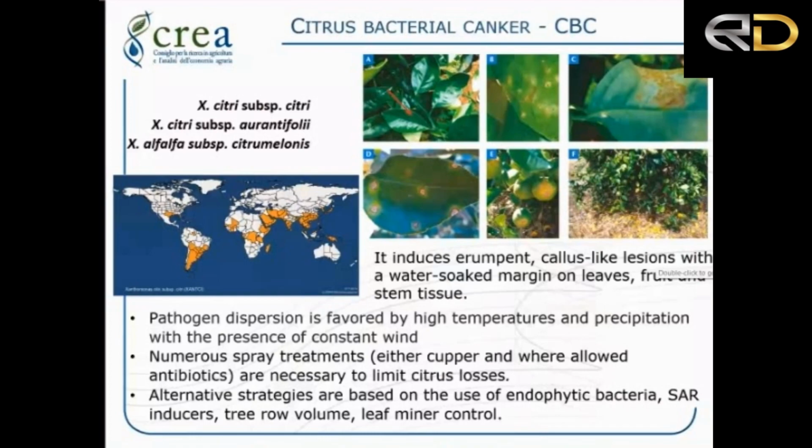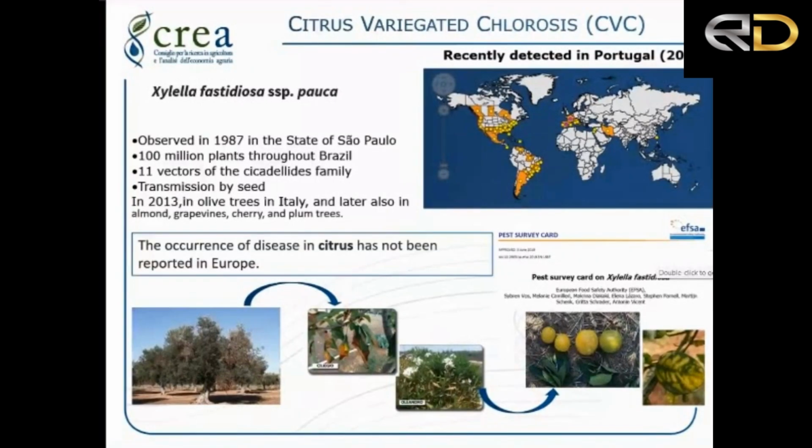Citrus variegated chlorosis is induced by the bacterium Xylella fastidiosa subspecies pauca. It was observed for the first time in 1987 in the state of São Paulo in Brazil. And it very quickly caused the infection of 100 million plants all over Brazil. It is transmitted by 11 vectors belonging to the Cicadellidae family and is also transmitted by seeds.